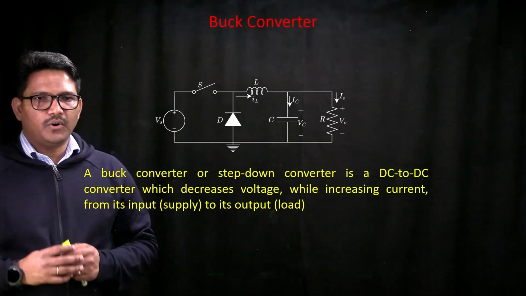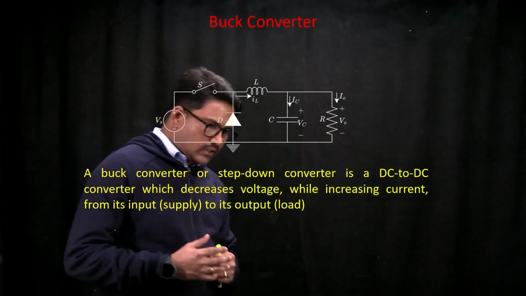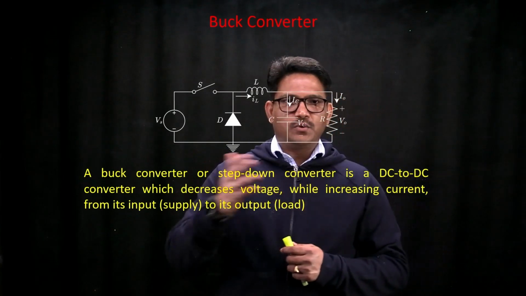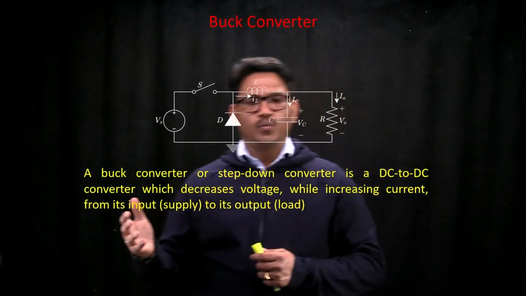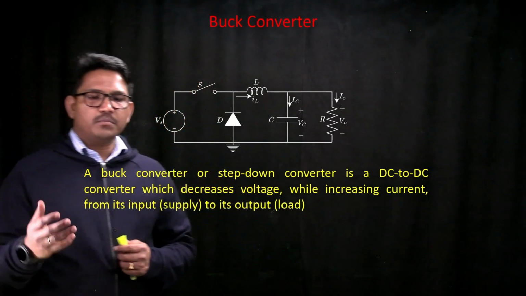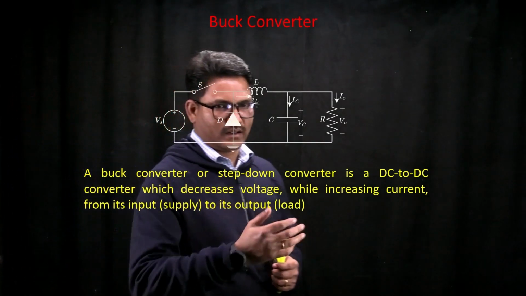In this video, we will learn about a buck converter. A buck converter is a step-down converter which converts DC into DC, but higher input voltages will be reduced to lower voltages and lower input currents will be increased to higher currents.